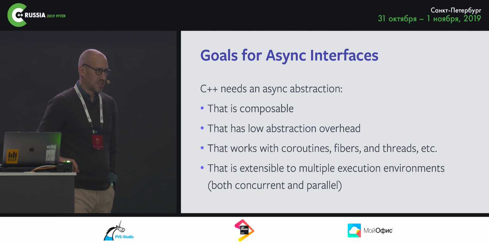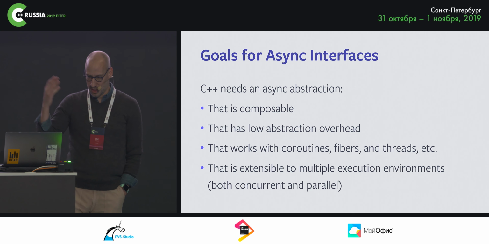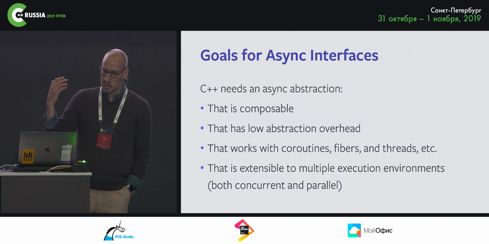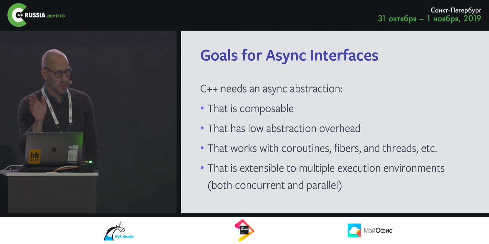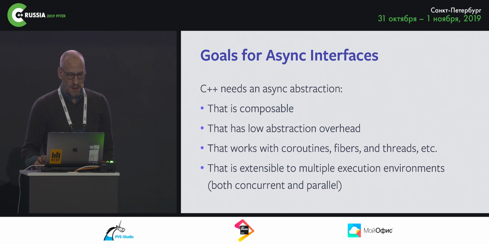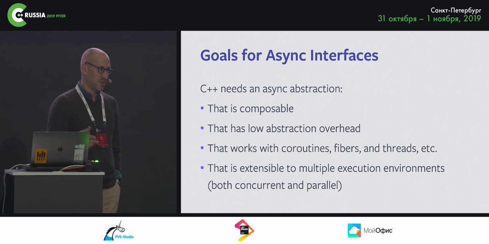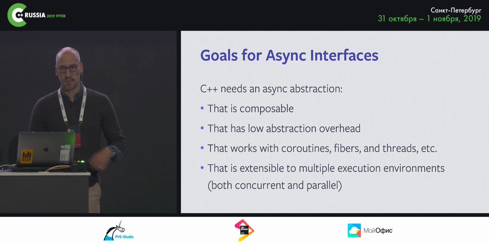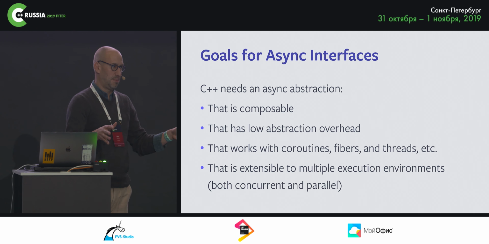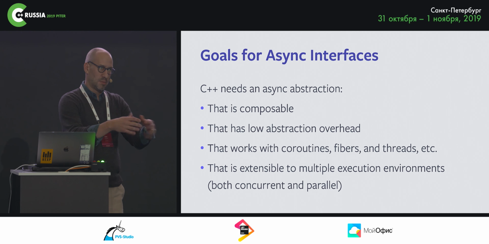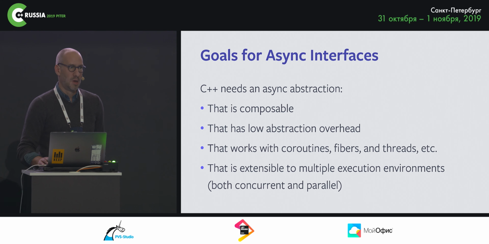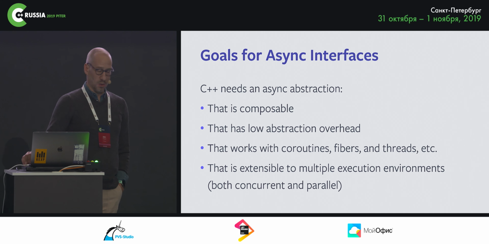So the goals for asynchronous abstractions in C++: we need an abstraction that is composable, that has low abstraction overhead. It works with coroutines, fibers, threads, what have you. And that's also extensible to multiple execution environments, both parallel and concurrent. You should be able to target thread pools. You should be able to target GPUs, networked computing resources, etc. Okay. So that's where we are trying to go.